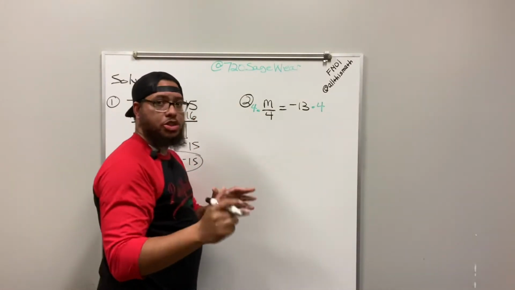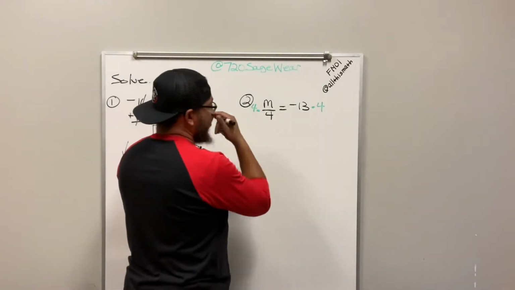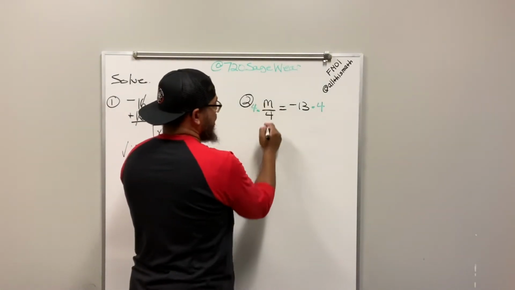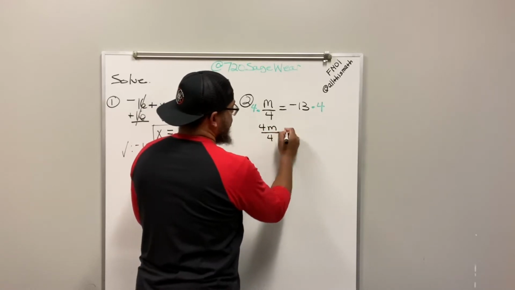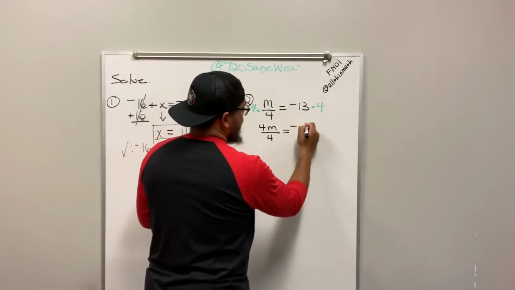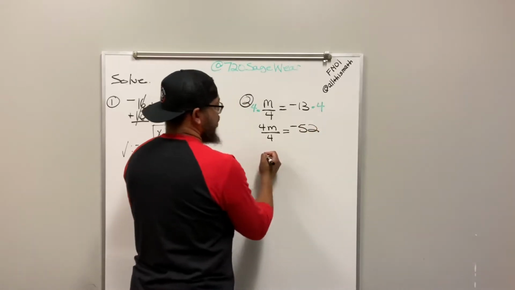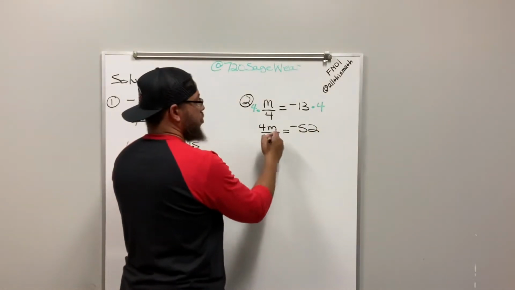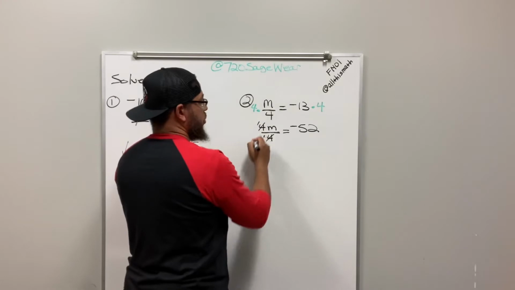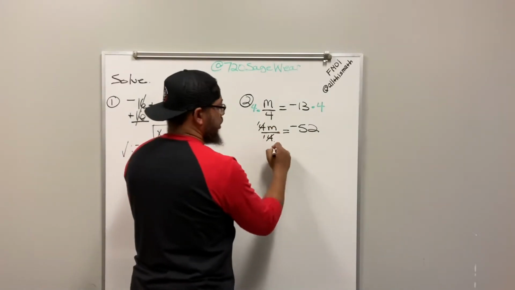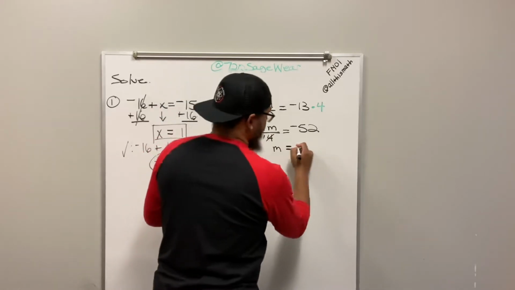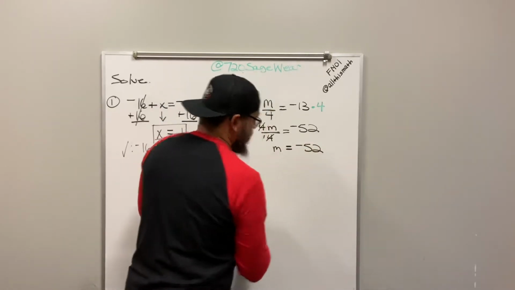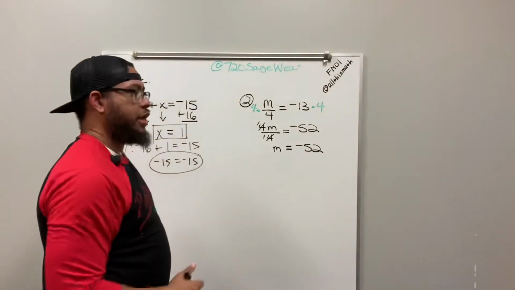Now, why? Let me show you why they cancel out. Because if I did it the long way, it would be 4 times m, which is 4m, and then we got over 4, and then we got negative 52, right? So 4 divided by 4 is 1. So that's 1 and that's 1. So 1m over 1 is just m. Right? So we got m equals negative 52.